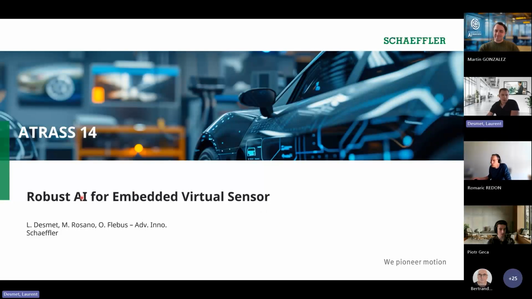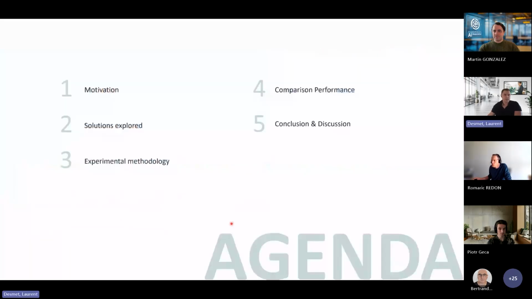Let's talk about robust AI for embedded virtual sensors. First thing I would like to say is that this work is collaborative work. It's not only myself. It's also Maxime Rosano and Olivier Flebus, we are all together in the same division, which is Advanced Innovation. So let's dive into this topic.